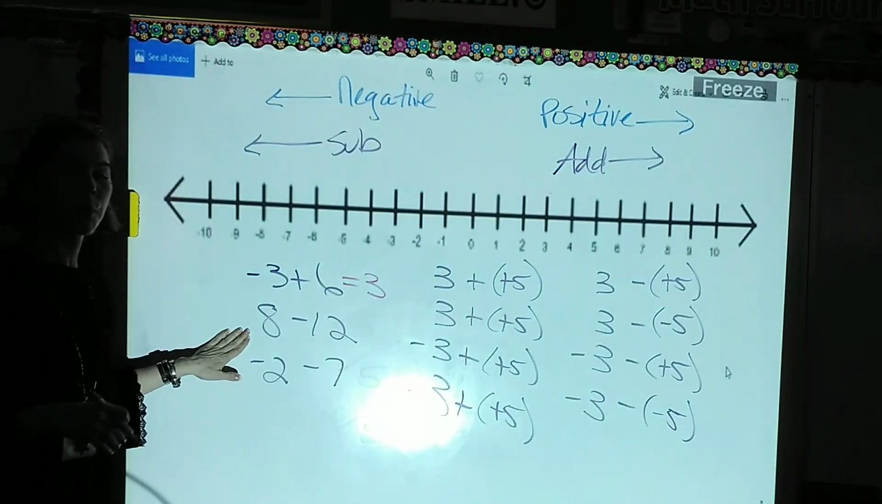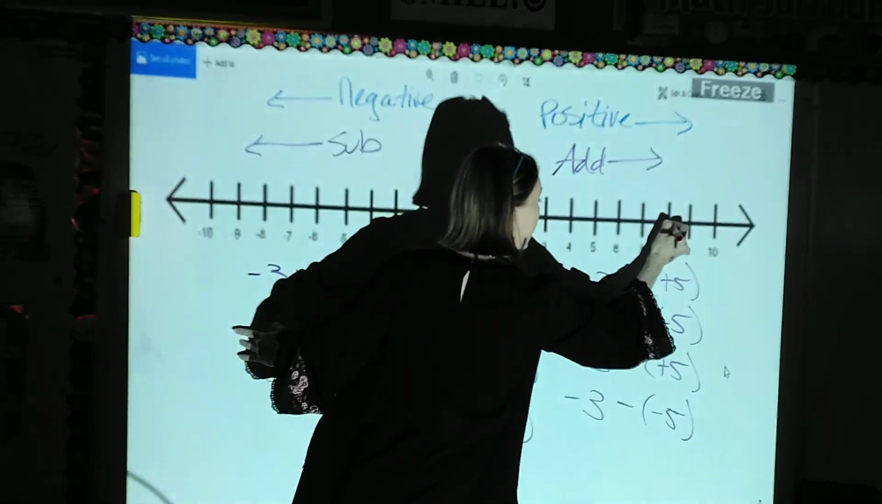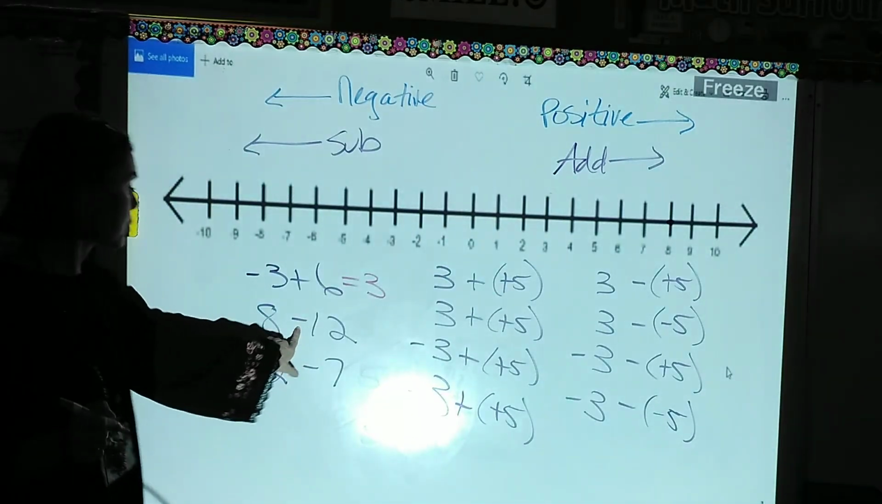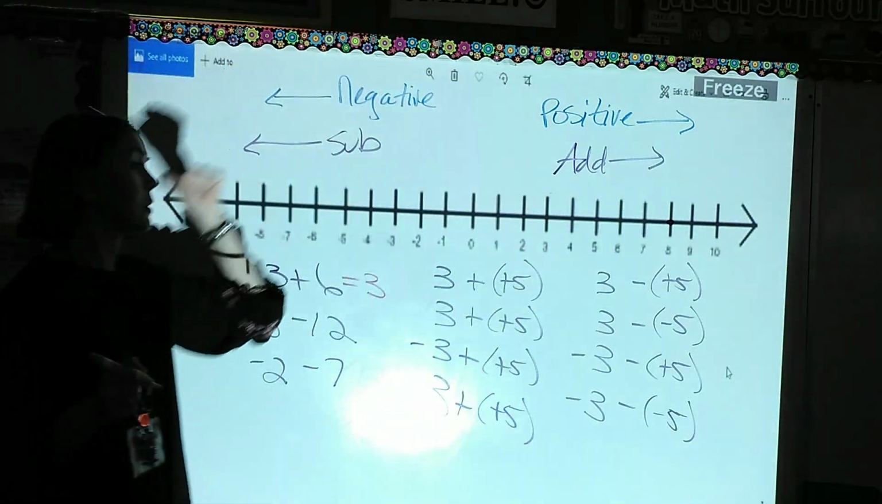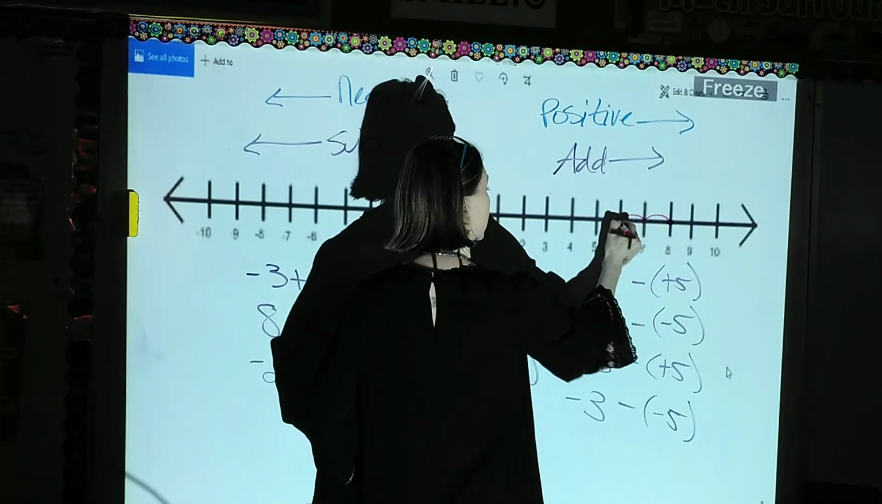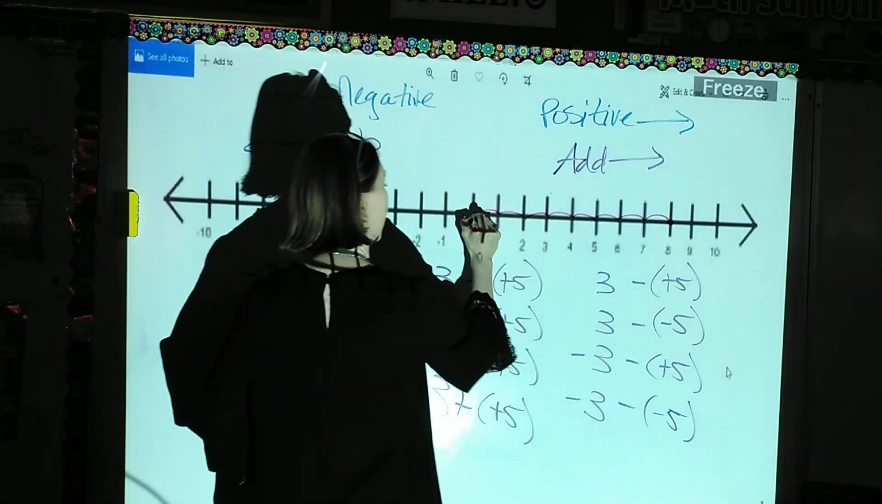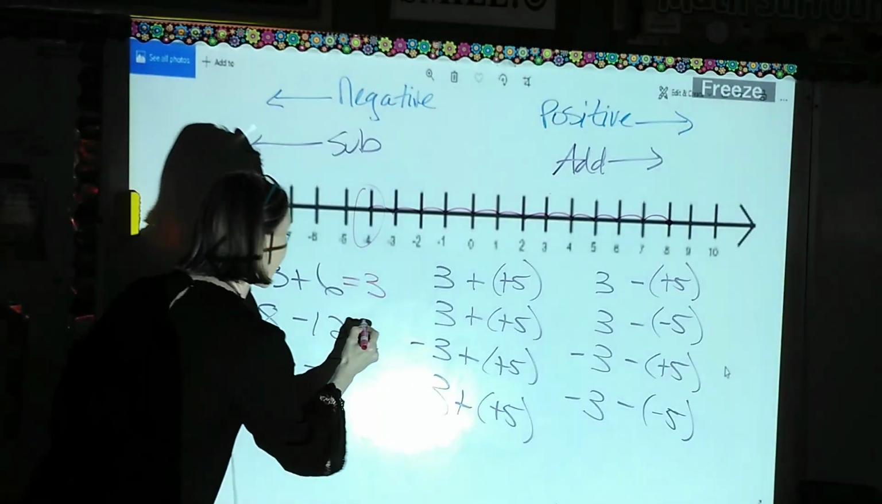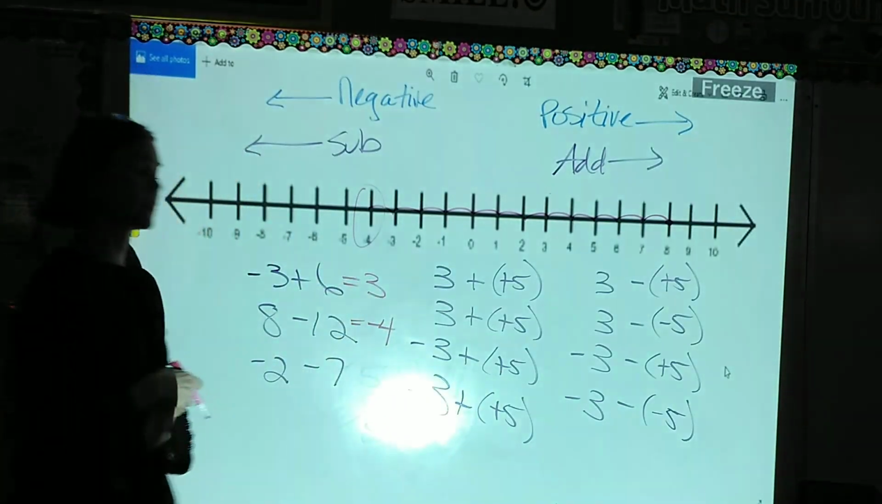So we're going to start at a +8. So go to a +8 and plot your +8. And we're going to subtract, which means we go to the left. We're going to subtract 12. So we're going to start here and go 1, 2, 3, 4, 5, 6, 7, 8, 9, 10, 11, 12. Where did we land? On a -4, and that is our answer.